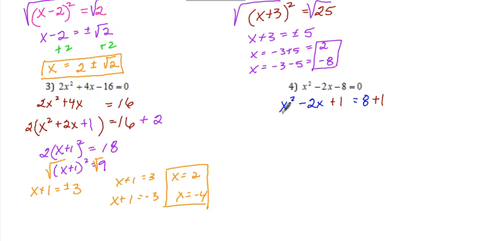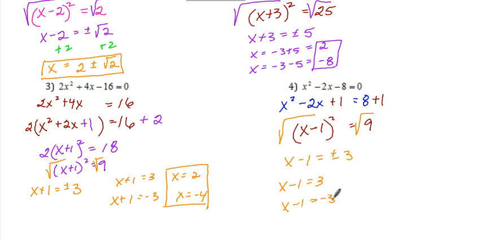Alright, we've engineered a perfect square trinomial over here that can be rewritten as x minus 1 squared. This becomes 9. Take the square root of both sides. X minus 1 equals positive and negative 3. X minus 1 equals 3. X minus 1 equals negative 3. So x equals 4, and x equals negative 2. So positive 4 and negative 2 are the two solutions to this quadratic.